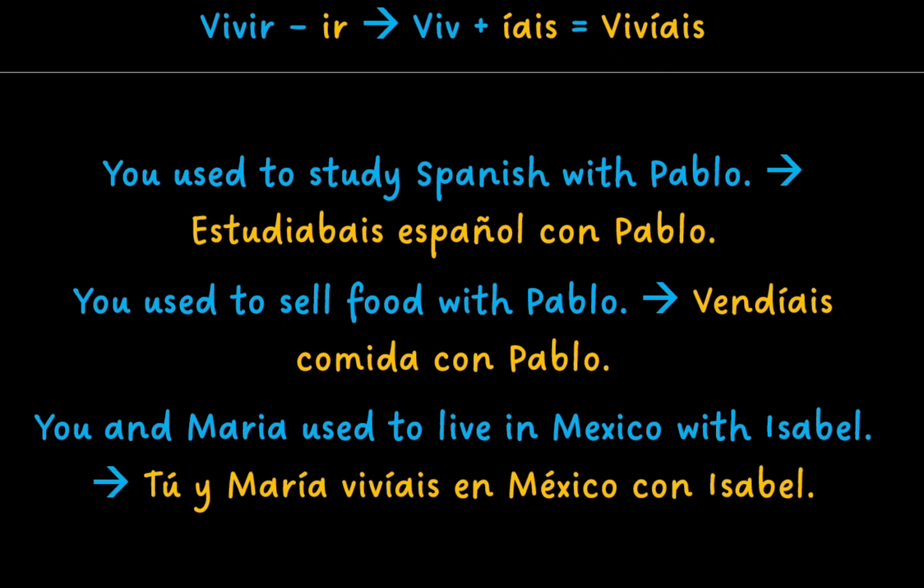You used to study Spanish with Pablo is estudiabais español con Pablo. You used to sell food with Pablo is vendíais comida con Pablo. And you and Maria used to live in Mexico with Isabel is tú y María vivíais en México con Isabel.